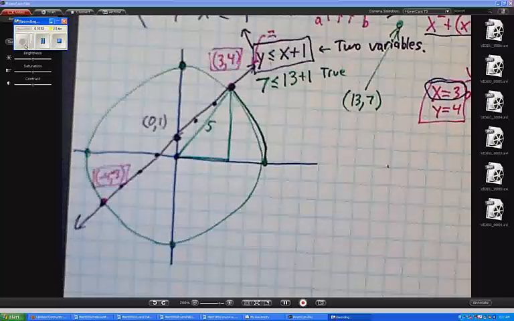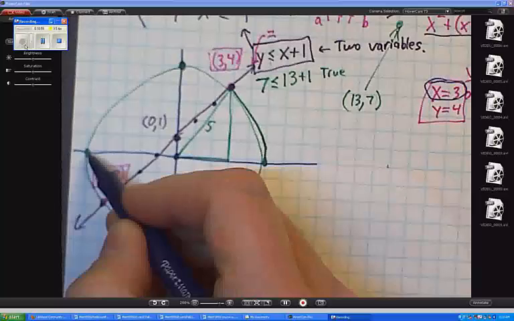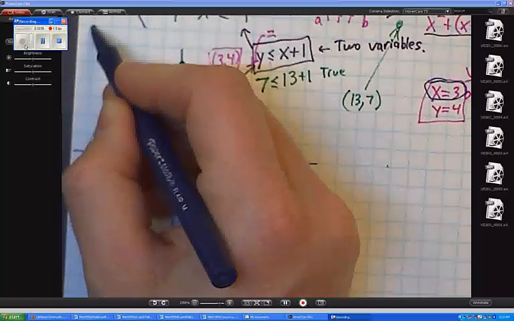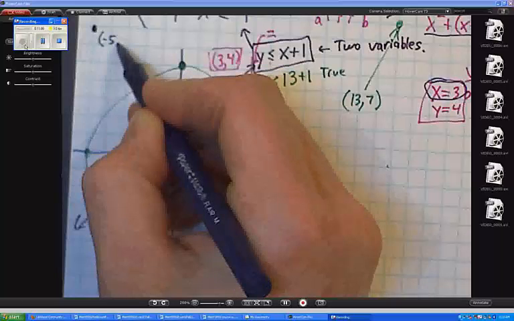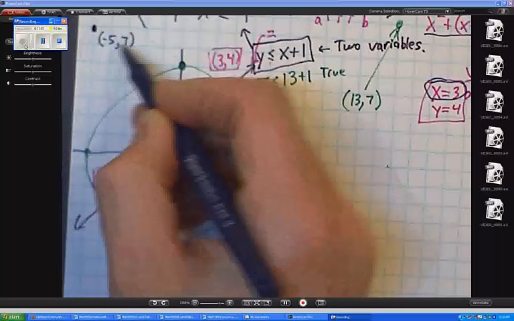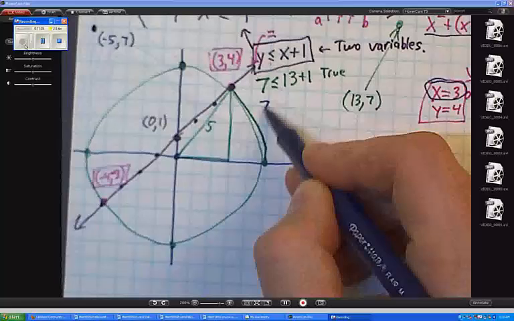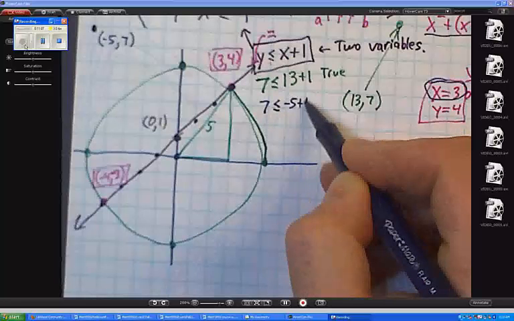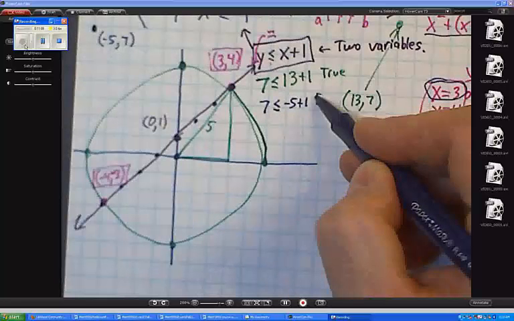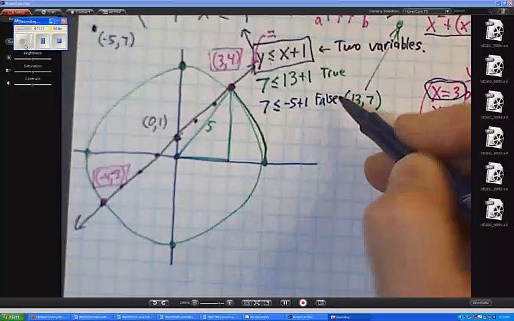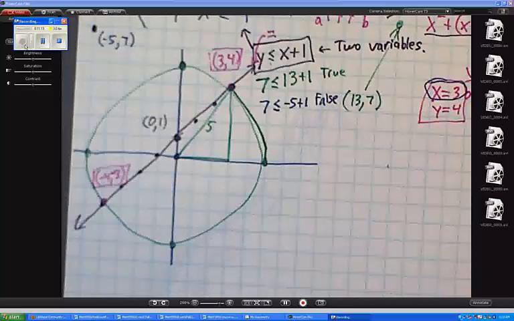Okay, so let's try that. So if we go to negative 5, 7, that's up here. And if I say I want to try negative 5, 7, let's just verify that that wouldn't work. Well, we'd have 7 is less than or equal to negative 5 plus 1. You guys agree that's false? Do you see what I'm doing? Okay. So all you have to do is pick one point, test it, true or false. If it's true, you know which side of the line we should shade.